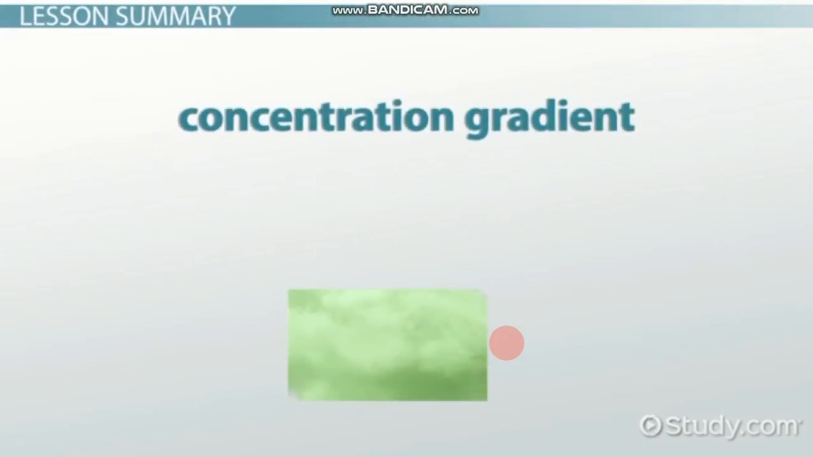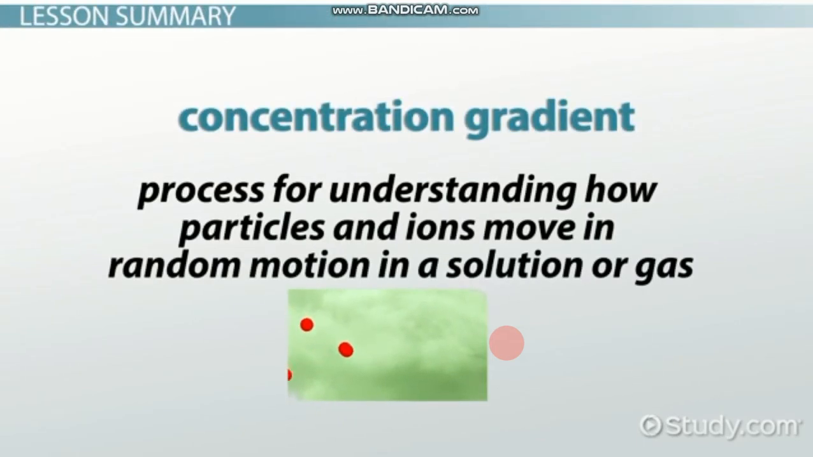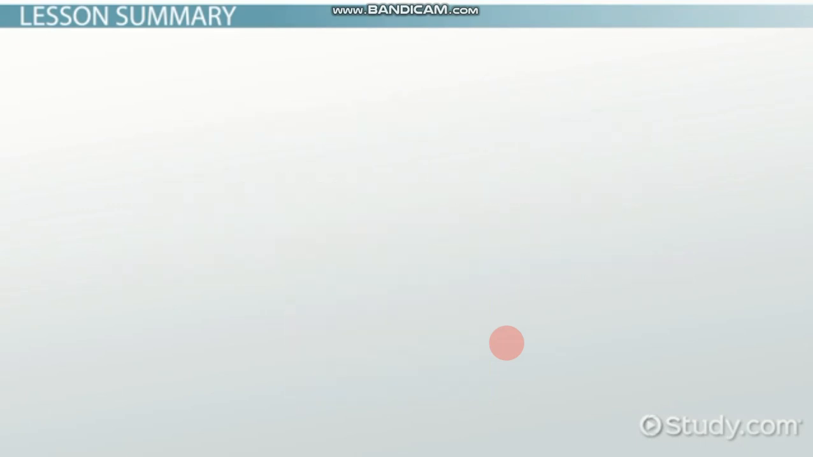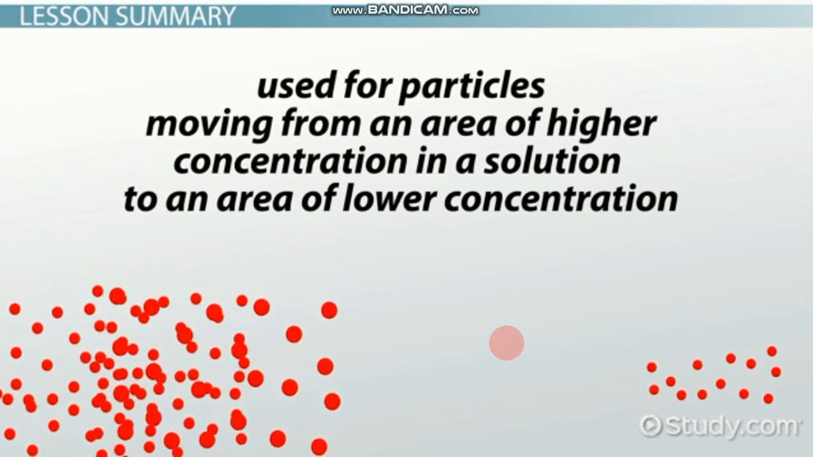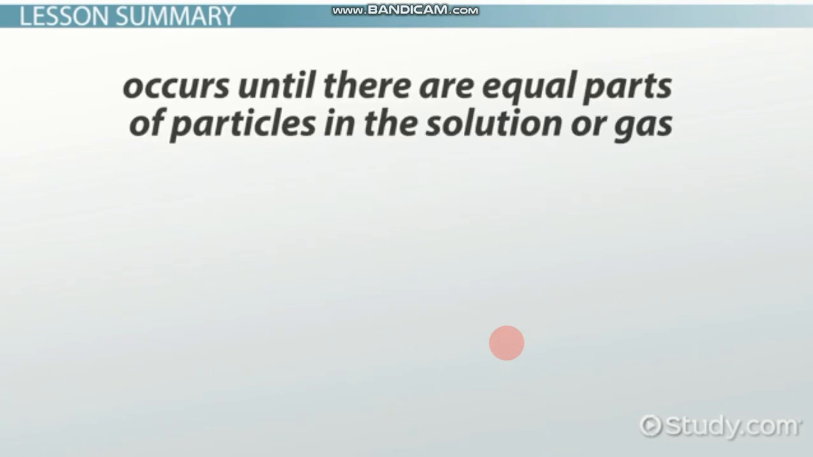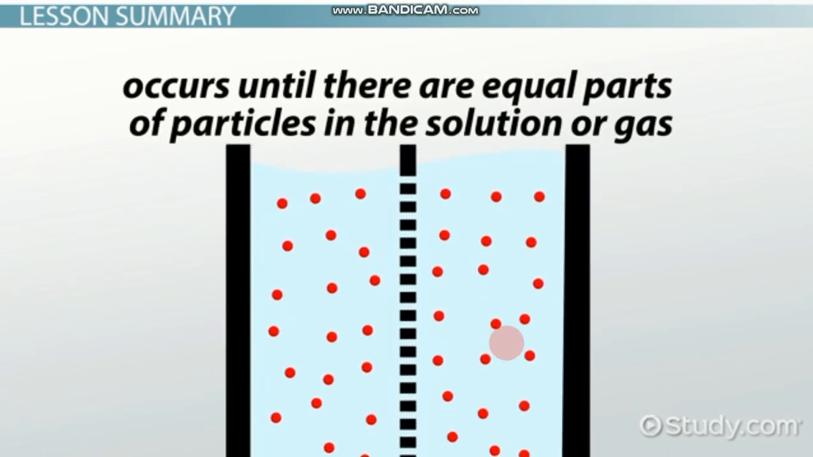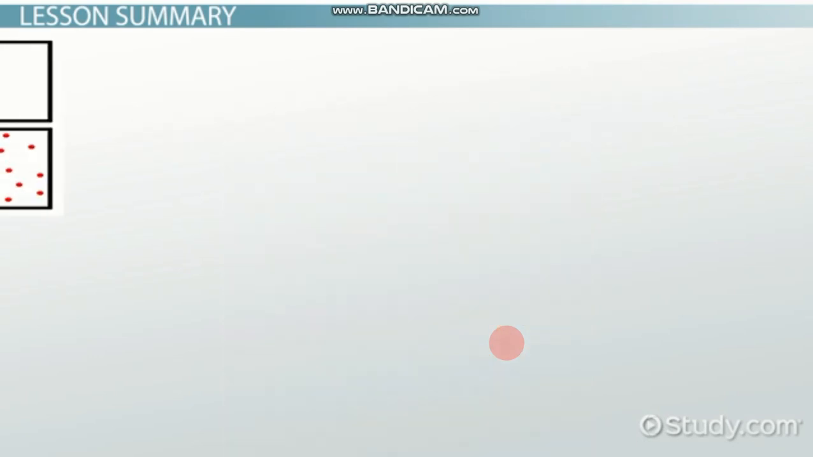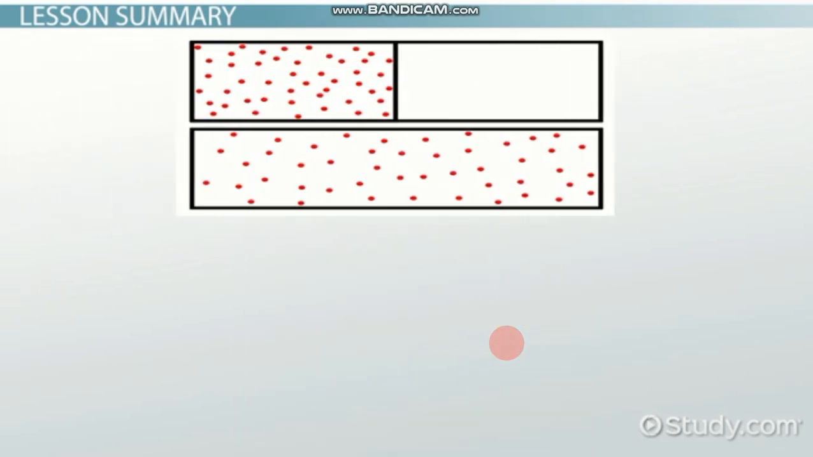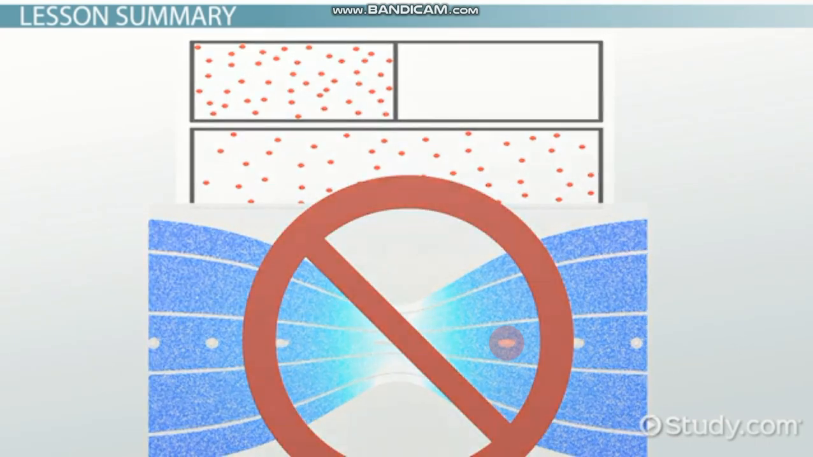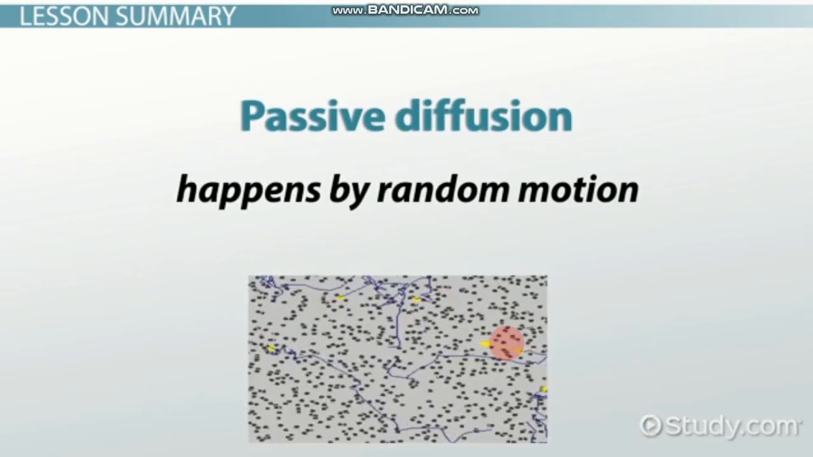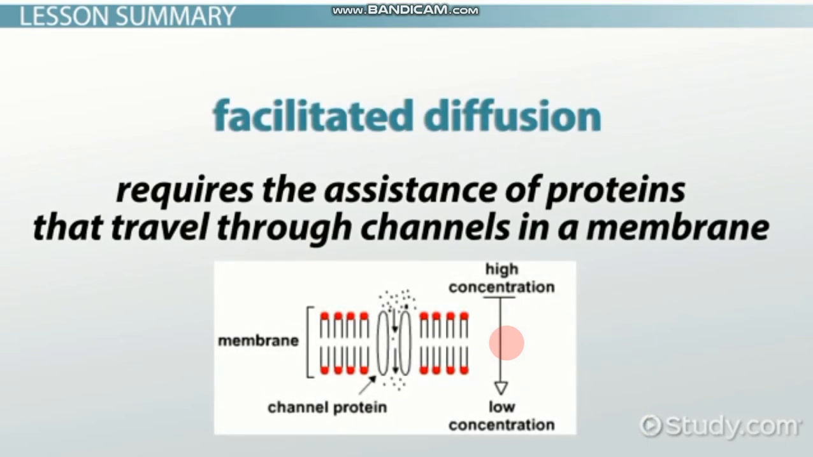The concentration gradient is an important process for understanding how particles and ions move in random motion in a solution or gas. It is the process used for particles moving from an area of higher concentration in a solution to an area of lower concentration. This occurs until there are equal parts of particles in the solution or gas. Processes that use the concentration gradient include passive diffusion and facilitated diffusion, which occur without the assistance of energy. Passive diffusion happens by random motion, while facilitated diffusion requires the assistance of proteins that travel through channels in a membrane.